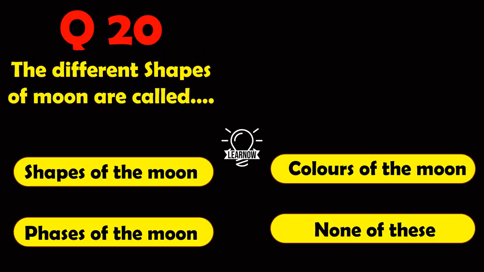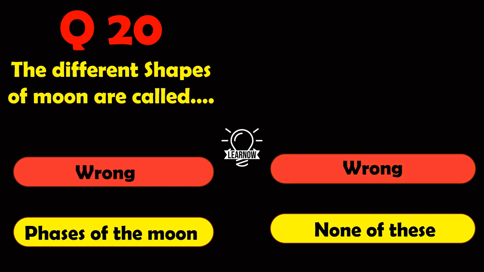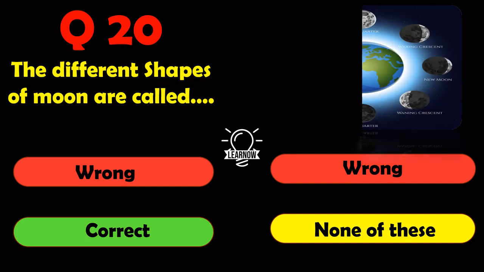The different shapes of the Moon are called dash. Here are the options: shapes of the Moon, phases of the Moon, colors of the Moon, or none of these. Let's find out the correct answer. So the different shapes of Moon, are they called as shapes of the Moon? No, it is wrong. Are they called as colors of the Moon then? No, it is also wrong. So phases of the Moon is the correct answer.